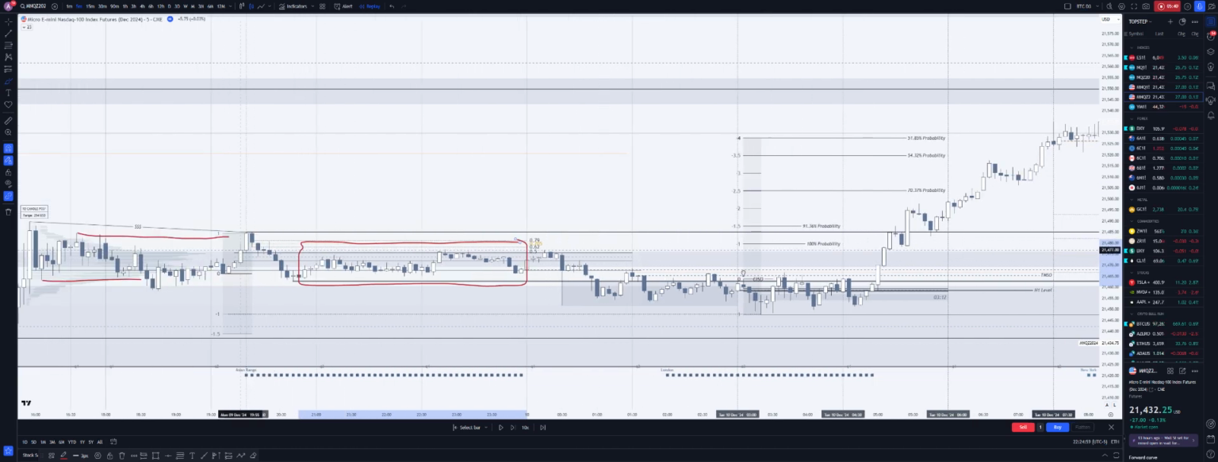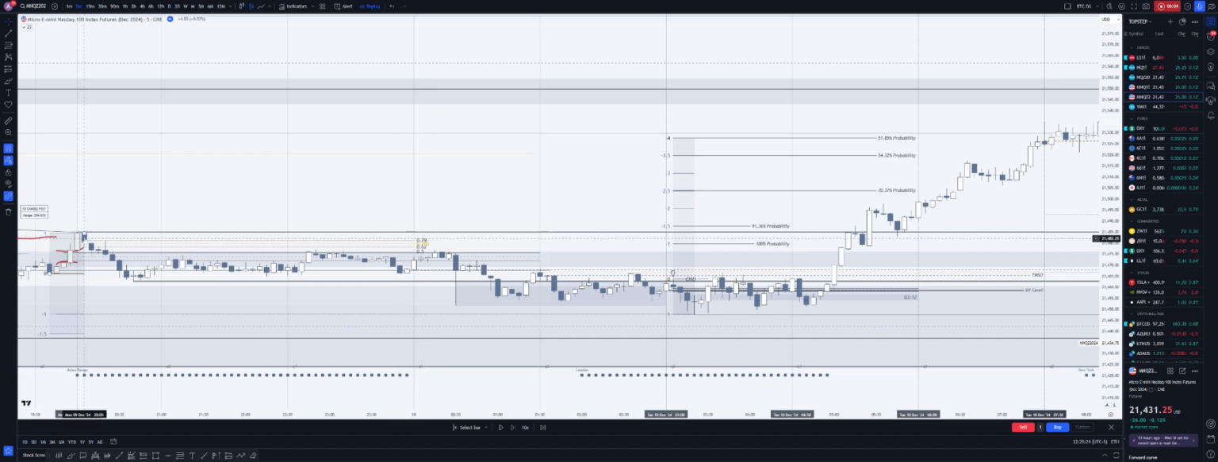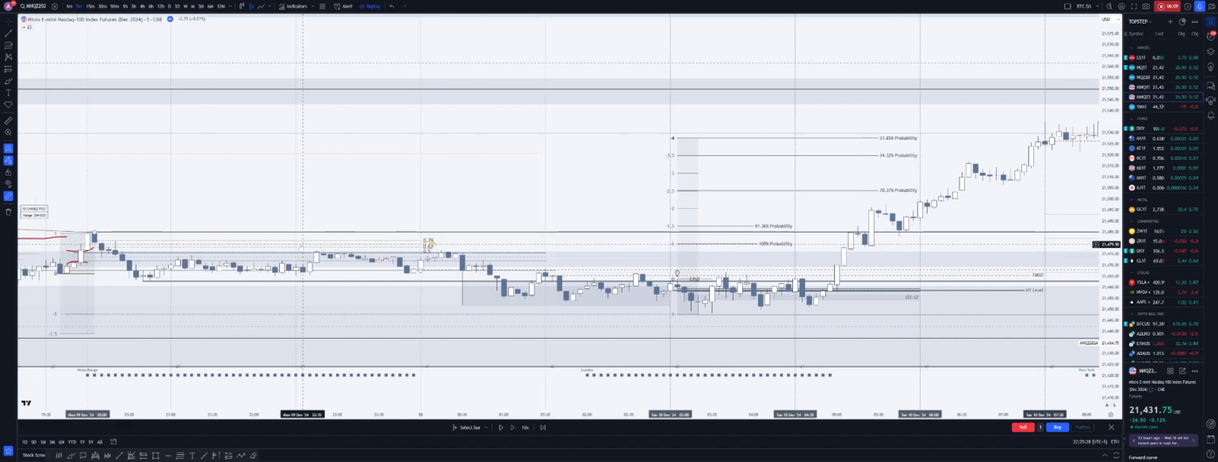You can see we have our gap here from this manipulation swing. If we did want to short this, we could look for a short from that retest, and we would be targeting these areas. And this is our optimal trade entry drawn from this manipulation swing. You can see price is unable to get above that 50% level as well.